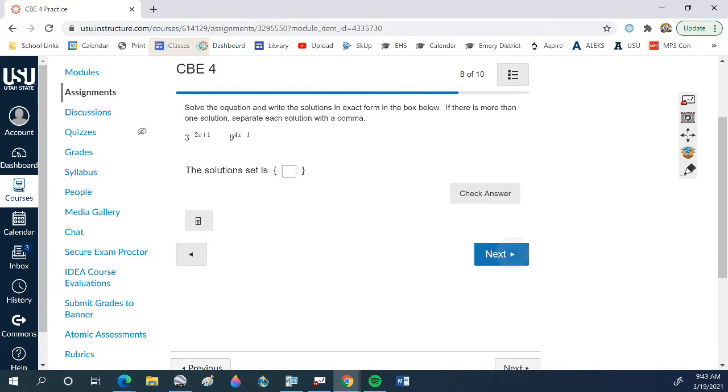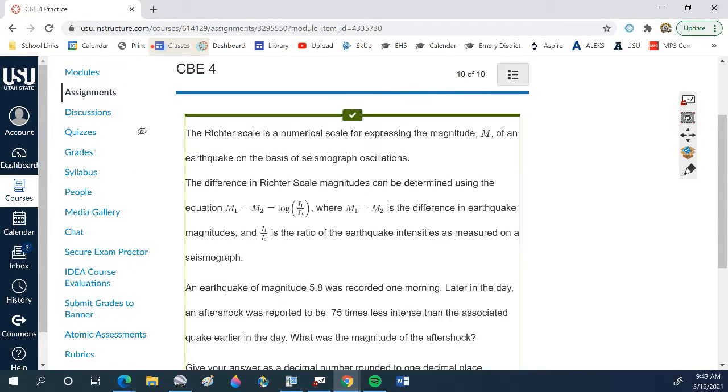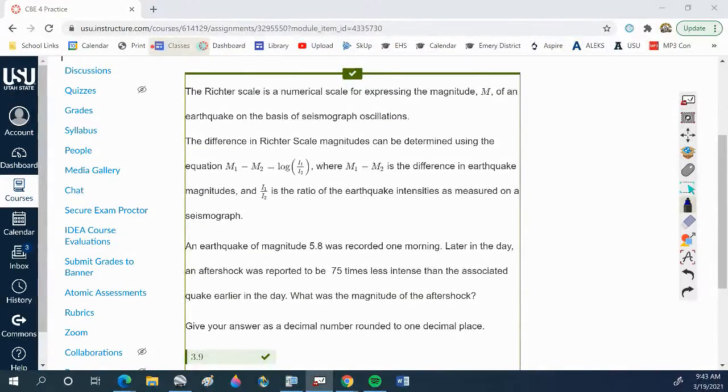Okay, so it's an earthquake problem, and it's a little bit different than the one that you've seen in the book. So the Richter scale is a numerical scale for expressing the magnitude of an earthquake on the basis of seismograph oscillations. The difference in Richter scale magnitudes can be determined by using that equation, where m1 minus m2 is the difference in earthquake magnitudes, and I sub 1 over I sub 2 is the ratio of the earthquake intensities.